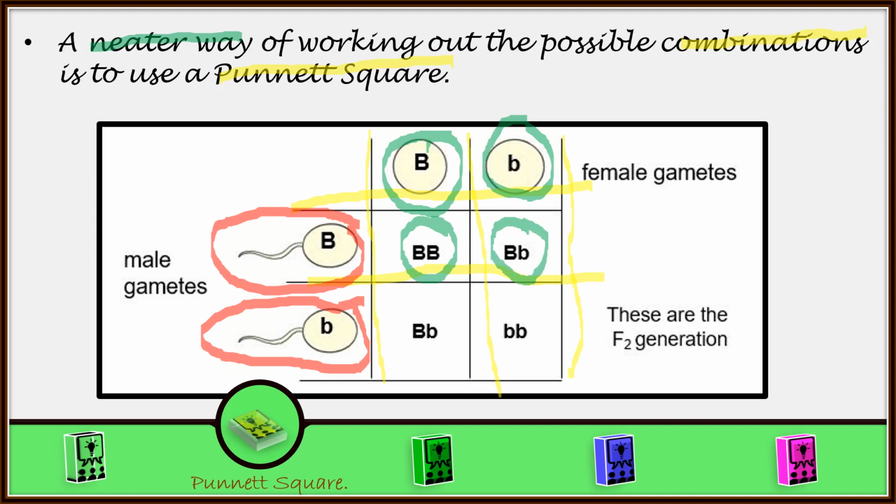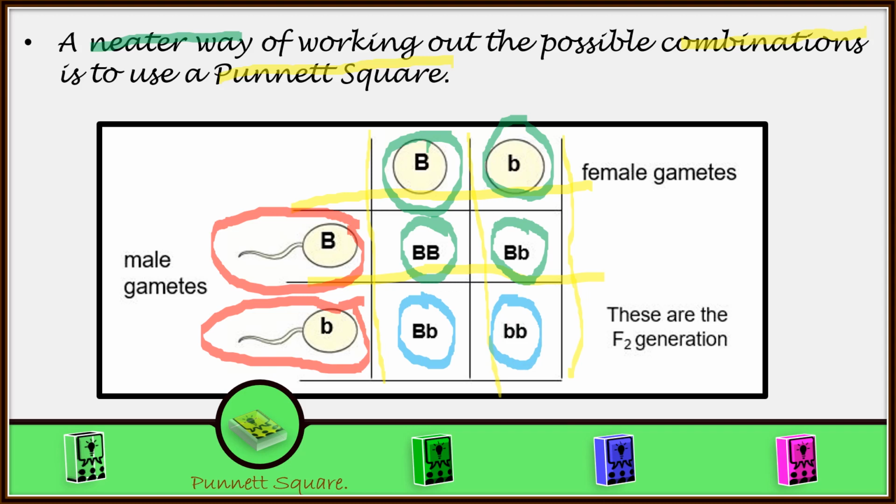Now this one can go with this one. So we cross like this and this one here. So we shall have here capital B and small b. Again, we can have this gamete going with this gamete here. There they will produce small b and small b. So those are our offspring.